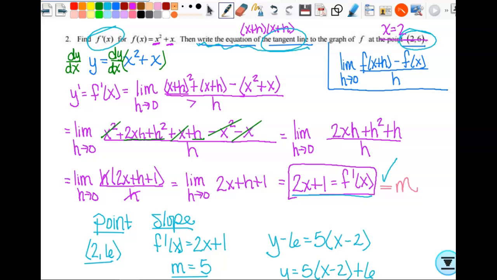Isn't this ordered pair just x, comma, f of x? Right? That's what your ordered pairs are. And this is my x. Look, this is f of x. If I substituted 2 in here, that's where I get my 6 from. So you would substitute the x value into the original to get the y value for your point.